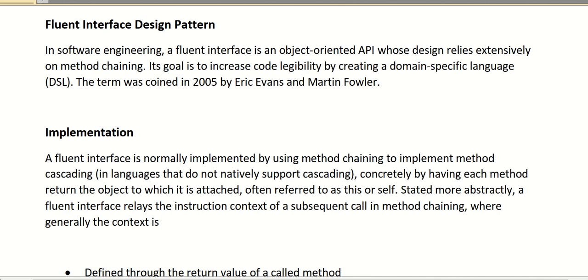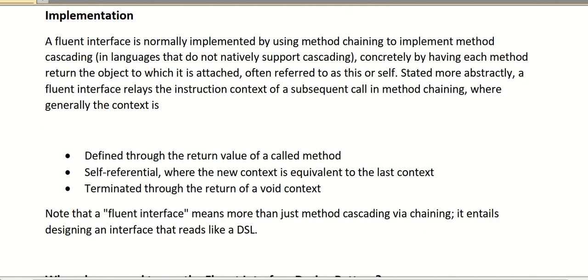Stated more abstractly, a Fluent interface relays the instruction context of a subsequent call in method chaining, where generally the context is defined through the return value of a called method, self-referential, where the new context is equivalent to the last context, terminated through the return of a void context. So when a method returns void, at that point your Fluent interface calls are over.